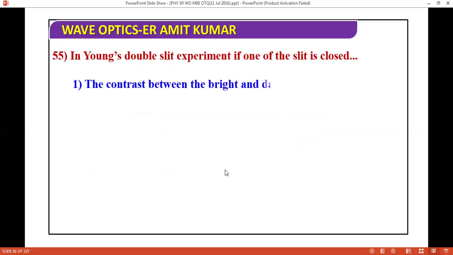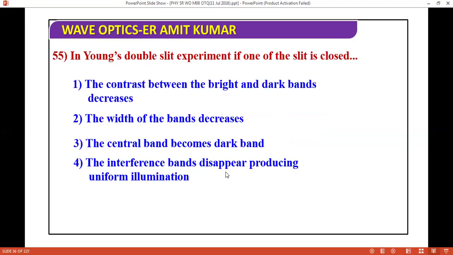In Young's double slit experiment, if one of the slits is closed, so these options we have. The correct answer is the central band becomes a dark band. If you close one of the slits, what will happen? The central band becomes a dark band.